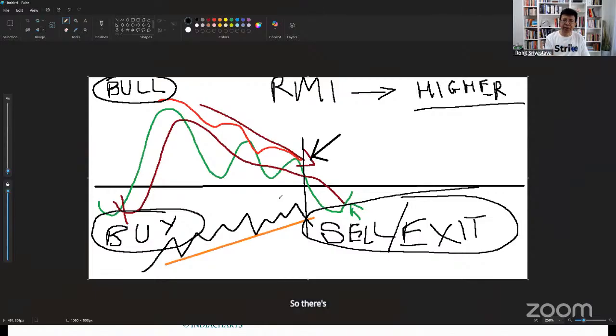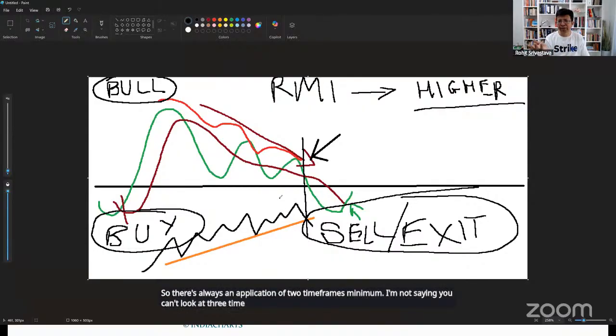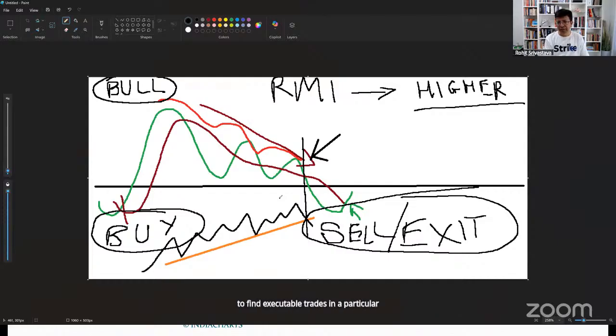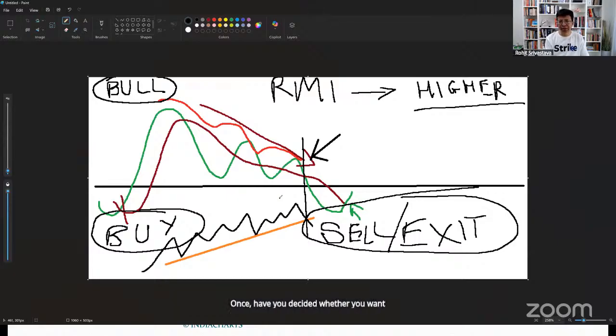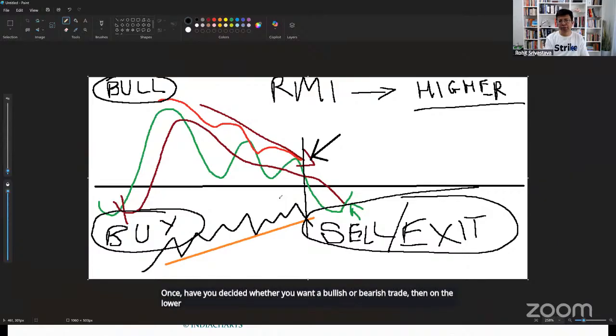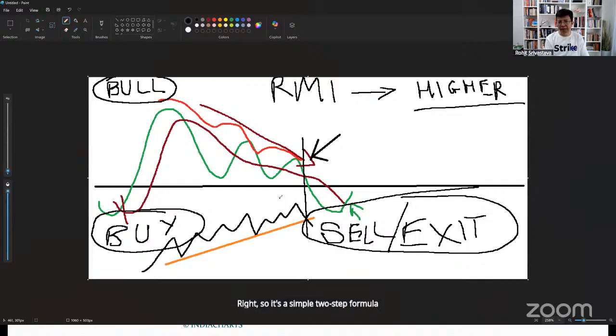So there's always an application of 2 time frames minimum. I'm not saying you can't look at 3 time frames, but there's a 2 time frame application at the minimum to find executable trades in a particular direction. Because the direction comes first. You have to decide whether you want to take bullish trades or bearish trades. That has to happen upfront. You cannot decide that later on. Once you have decided, then on the lower time frame, you search for the execution of that trade. So it's a simple 2-step formula.